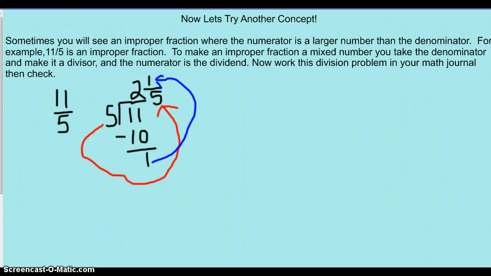Now let's try another concept. I know you've done this before, but just as a reminder, sometimes you will see an improper fraction where the numerator is a larger number than the denominator. For example, 11/5 is an improper fraction. To make an improper fraction a mixed number, you take the denominator and make it a divisor, and the numerator is the dividend. Now work this division problem in your math journal, then check.